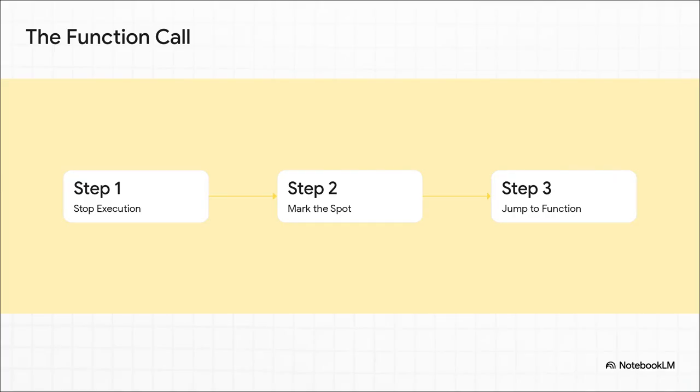So, what actually happens under the hood when you call a function? Well, the computer does this little 3-step dance. First, it completely pauses whatever it was doing in the main program. Second, it leaves a little bookmark so it knows exactly where to come back to. And third, it jumps over to the function's code and starts running it. Once it's done, it just follows that bookmark right back to where it left off.